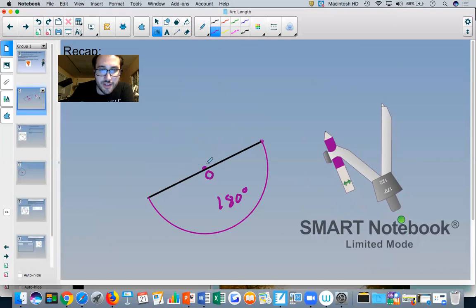You see this straight line? What do we know about straight lines? What's their angle measure? Well, the angle measure of a straight line is 180 degrees. So in this lesson, we're going to talk about how the angle measures inside of circles actually relate to what we call the measure of an arc.